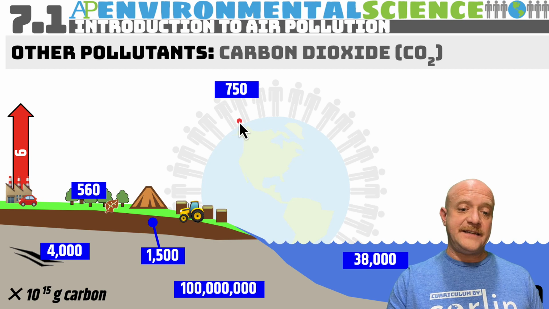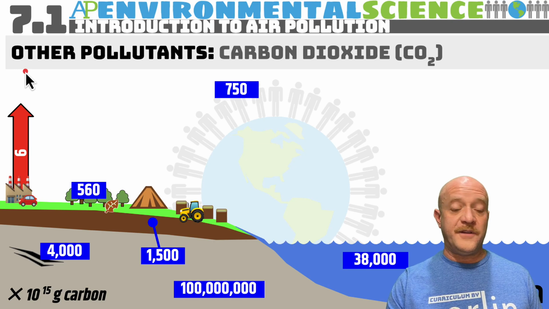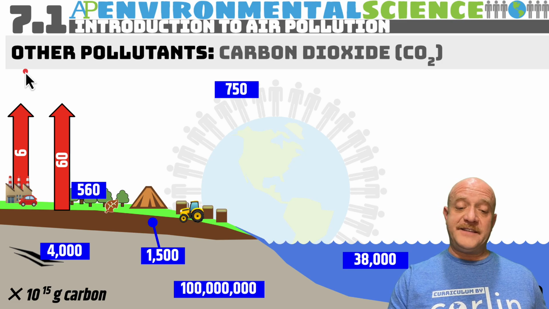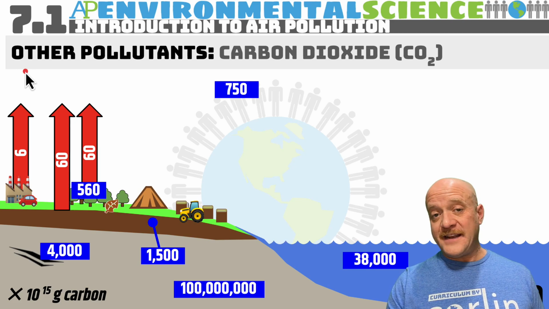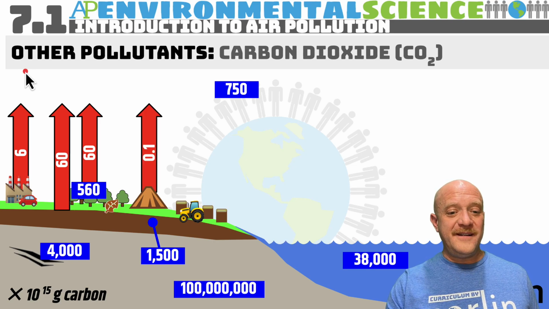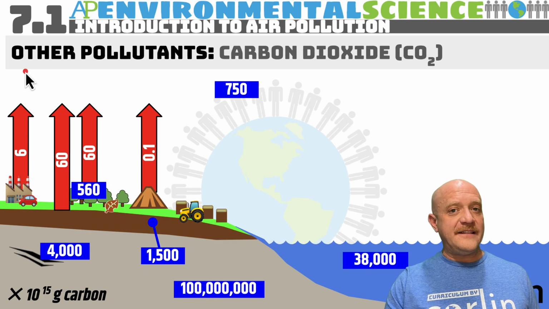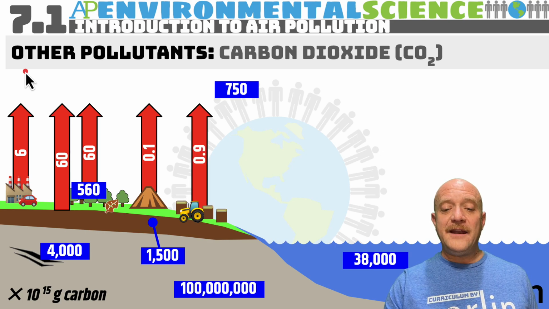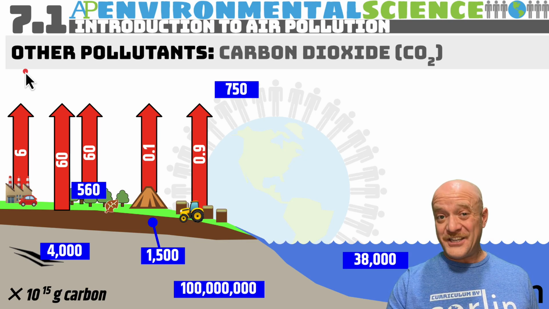Now, 6 times 10 to the 15th grams of carbon is released in the atmosphere through the combustion of fossil fuels through anthropogenic sources. 60 times 10 to the 15th grams of carbon is coming from respiration in the soil. 60 times 10 to the 15th grams is coming from respiration of plants and animals. 0.1 times 10 to the 15th grams of carbon is coming from volcanic activity. Even though we think that volcanic activity is a major source, it is actually not. We have 0.9 times 10 to the 15th grams coming from decomposition of materials and from deforestation.